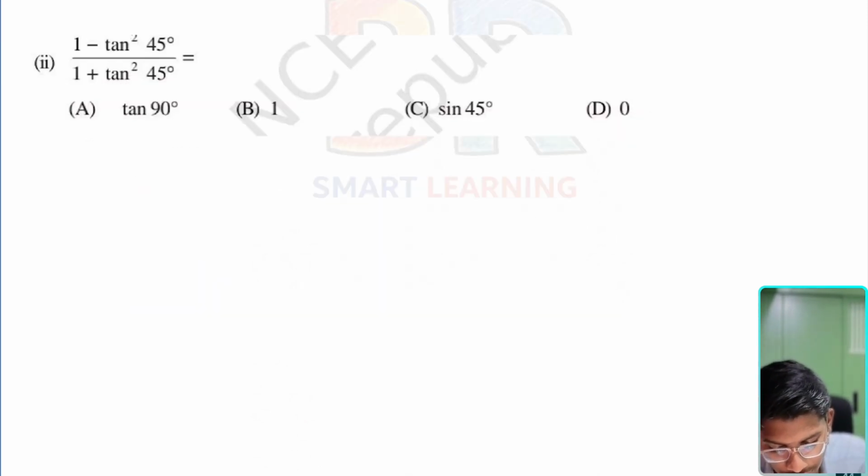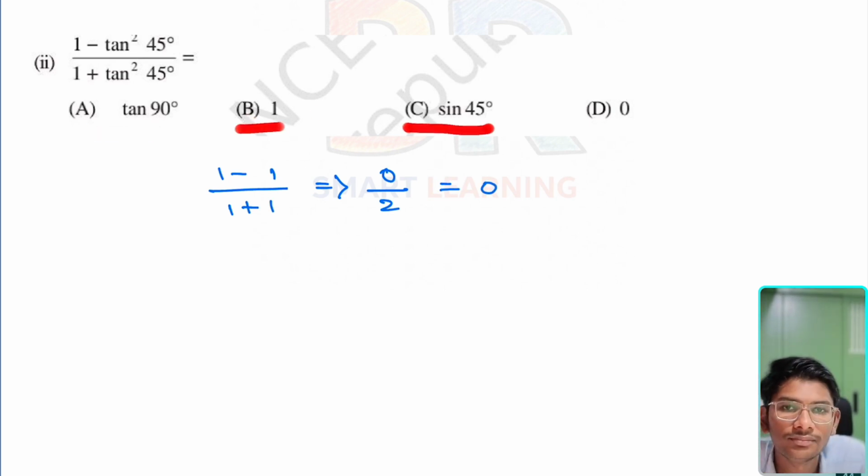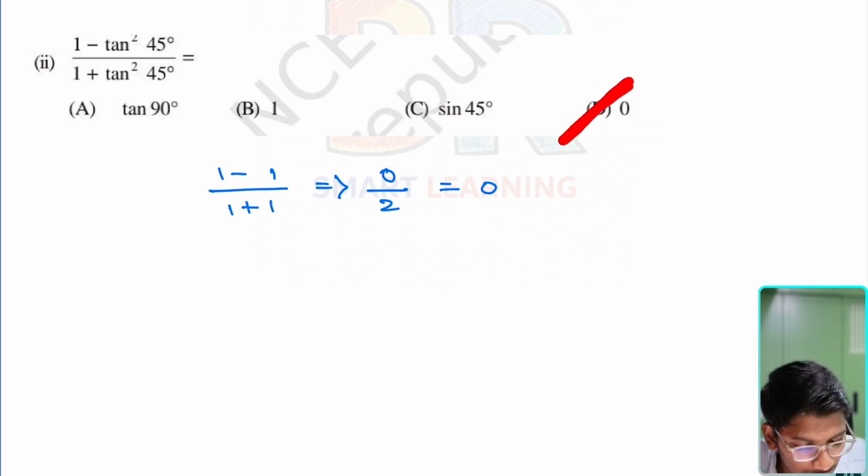Let's solve the second question now. They are asking 1 minus tan square 45 divided by 1 plus tan square 45. What is tan 45? It is 1 minus 1 divided by 1 plus 1, which is equal to 0 by 2. The answer is 0. What is tan 90? Tan 90 is not defined. B is 1. Sin 45? Sin 45 is 1 by root 2. The last one, 0. So, 0 is our answer.